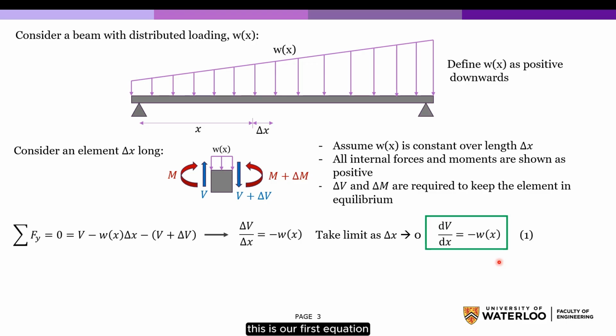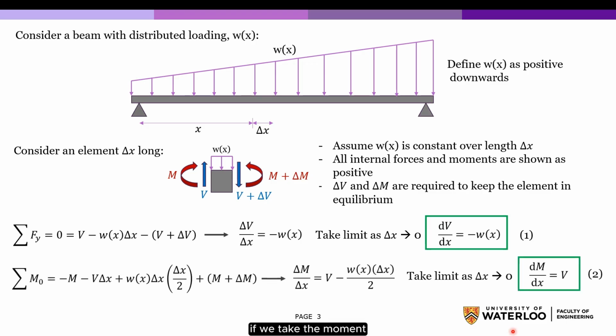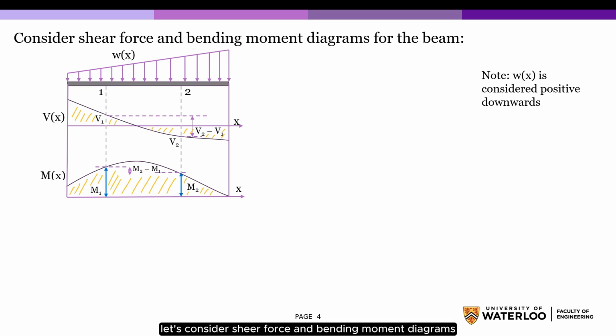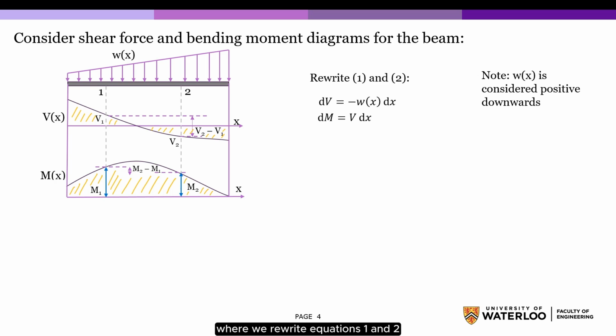This is our first equation. If we take the moment and then take the limit as delta x approaches 0, we get the equation dM over dx equals V, which is our second equation. Let's consider shear force and bending moment diagrams for the beam, where we rewrite equations 1 and 2 as dV is equal to negative w(x) dx and dM is equal to V dx.